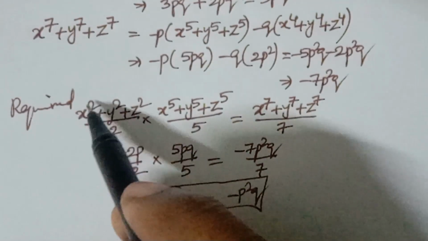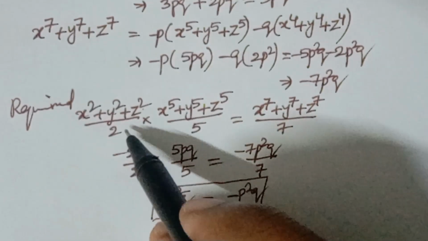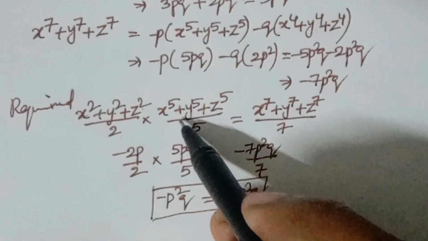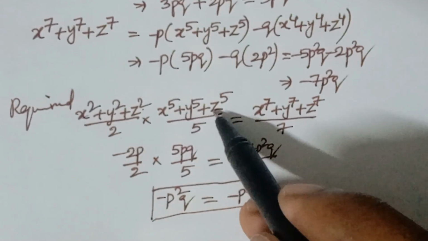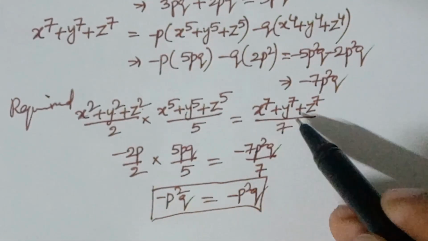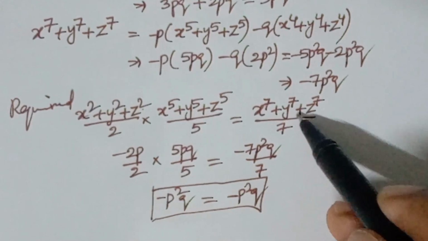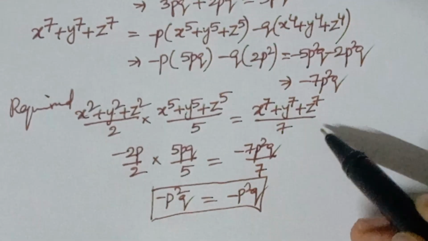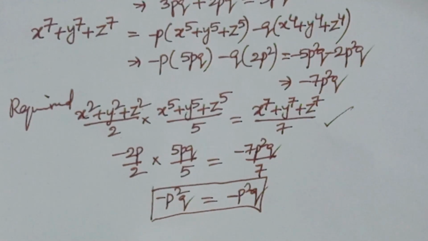Therefore, (x square plus y square plus z square) by 2 into (x power 5 plus y power 5 plus z power 5) by 5 is equal to (x power 7 plus y power 7 plus z power 7) by 7.